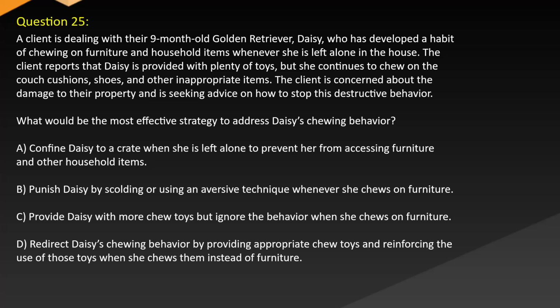A. Confine Daisy to a crate when she is left alone to prevent her from accessing furniture and other household items. B. Punish Daisy by scolding or using an aversive technique whenever she chews on furniture. C. Provide Daisy with more chew toys but ignore the behavior when she chews on furniture. D. Redirect Daisy's chewing behavior by providing appropriate chew toys and reinforcing the use of those toys when she chews them instead of furniture.